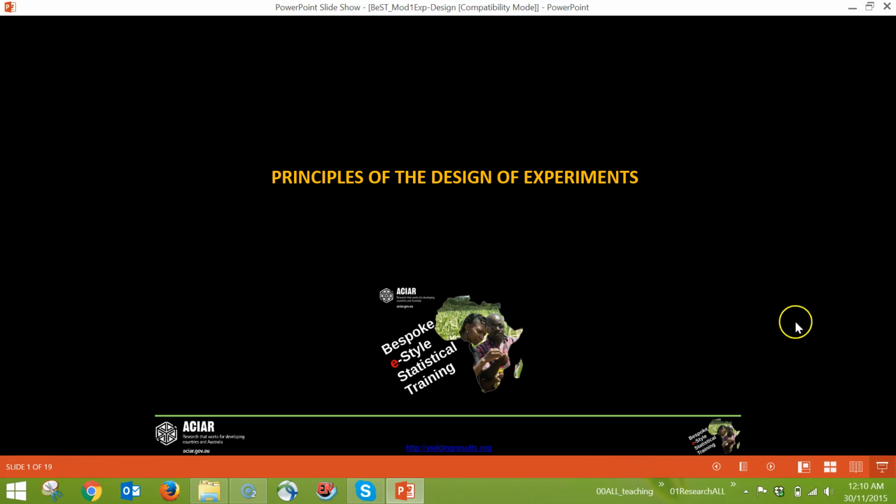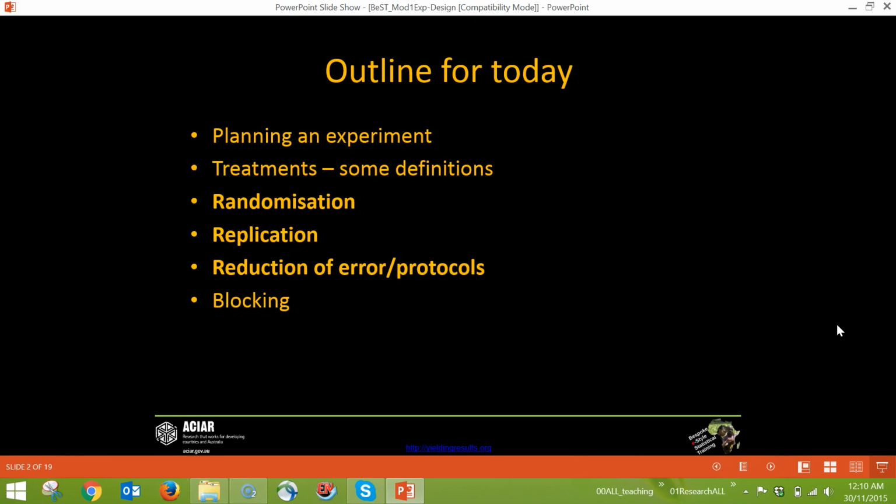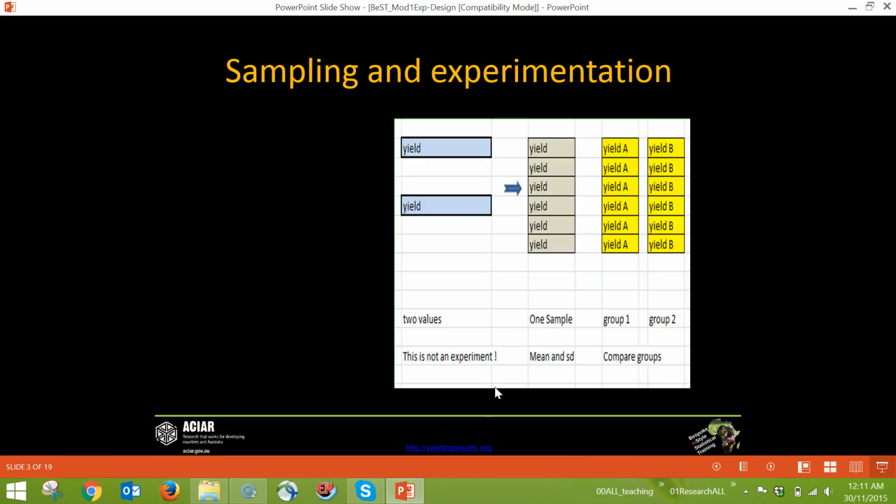Here we are going to discuss the principles of the design of experiments. So what are we going to look at? We're going to look at the planning of an experiment, looking at some definitions of treatments, and then looking at the three principles of randomization, replication, and reduction of experimental error, and lastly a little bit about blocking.